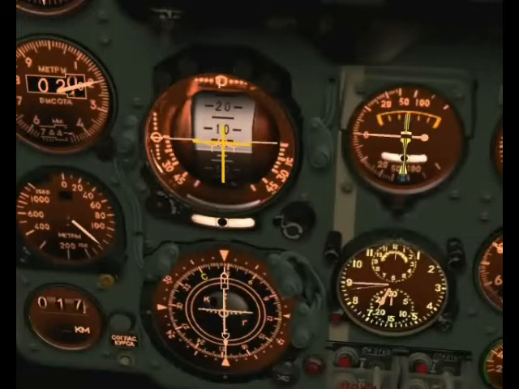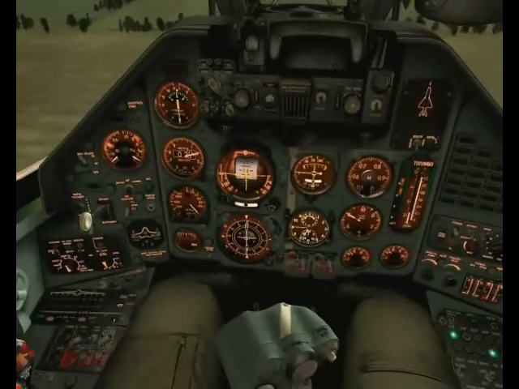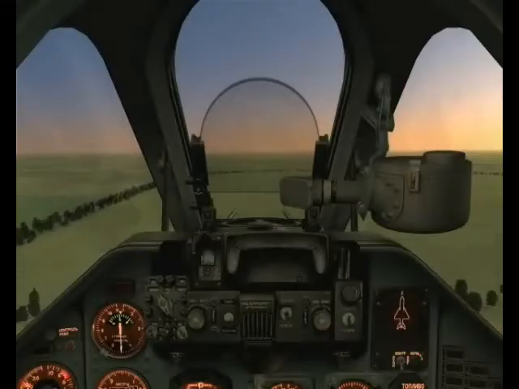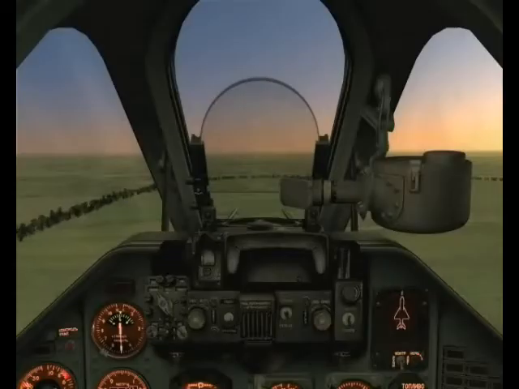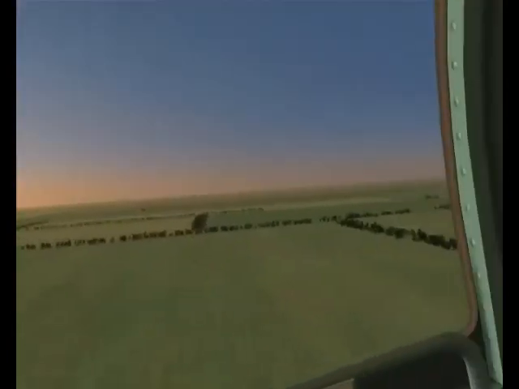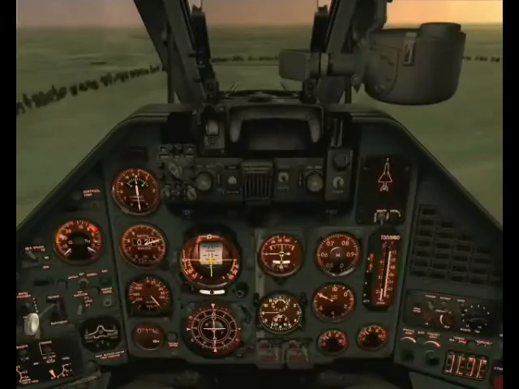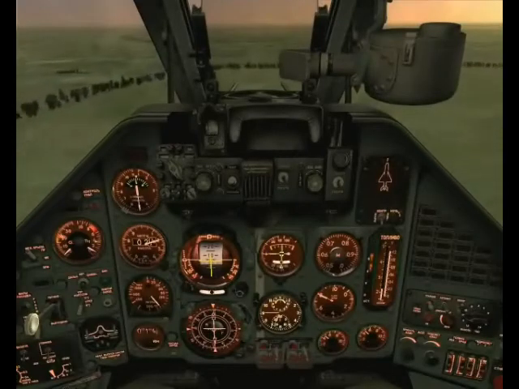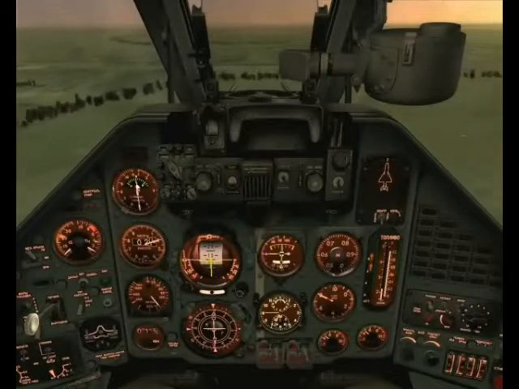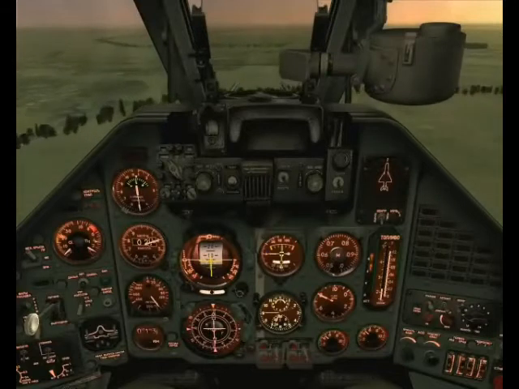Okay, another 17 kilometers to go to waypoint 3. And then we'll switch headings again and head towards waypoint 4. Altitude hold is engaged. Checking our airspeed. 500 kilometers per hour, just as it's supposed to be.